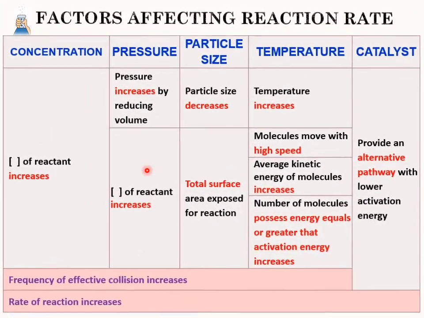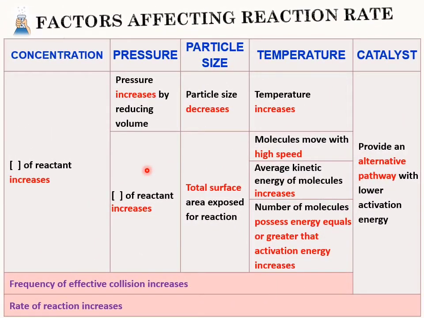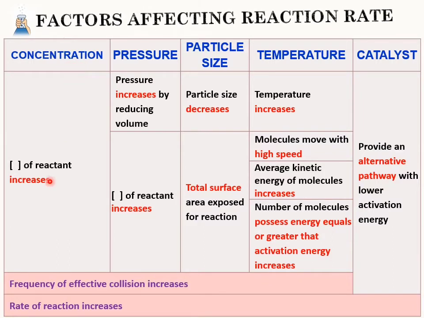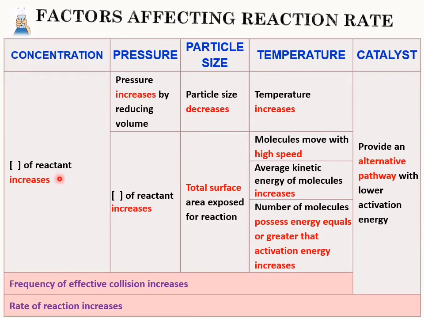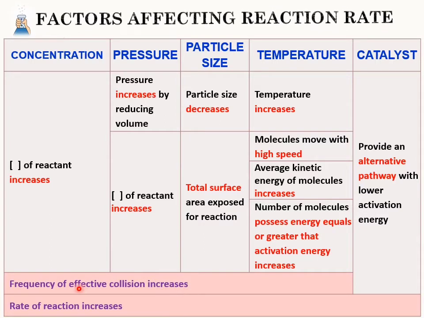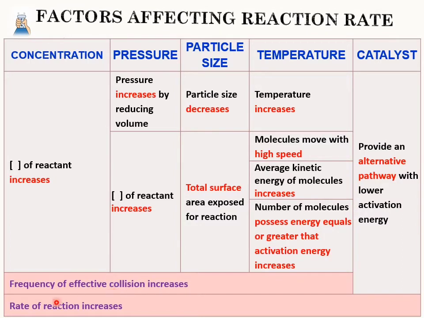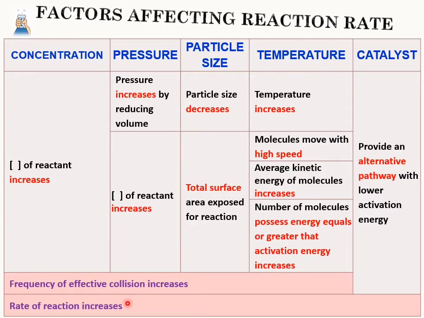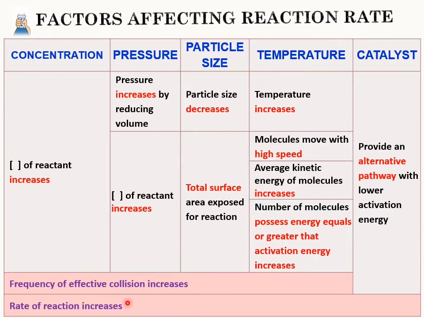Okay, so I already summarized it for you. The first one is the factor concentration. For this factor, if the concentration of reactant increases, the frequency of effective collision also increases. I already explained to you what effective collision is, and the rate of reaction also increases. This is the point that you need to use when you explain about factor concentration.